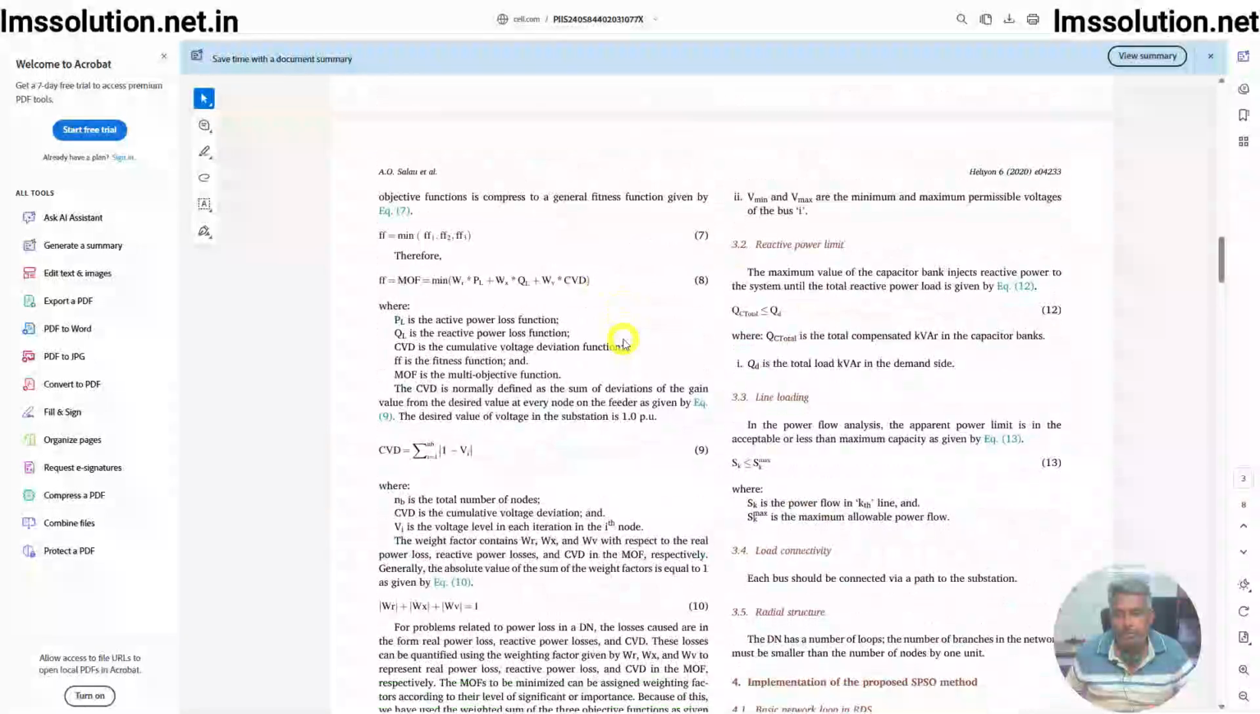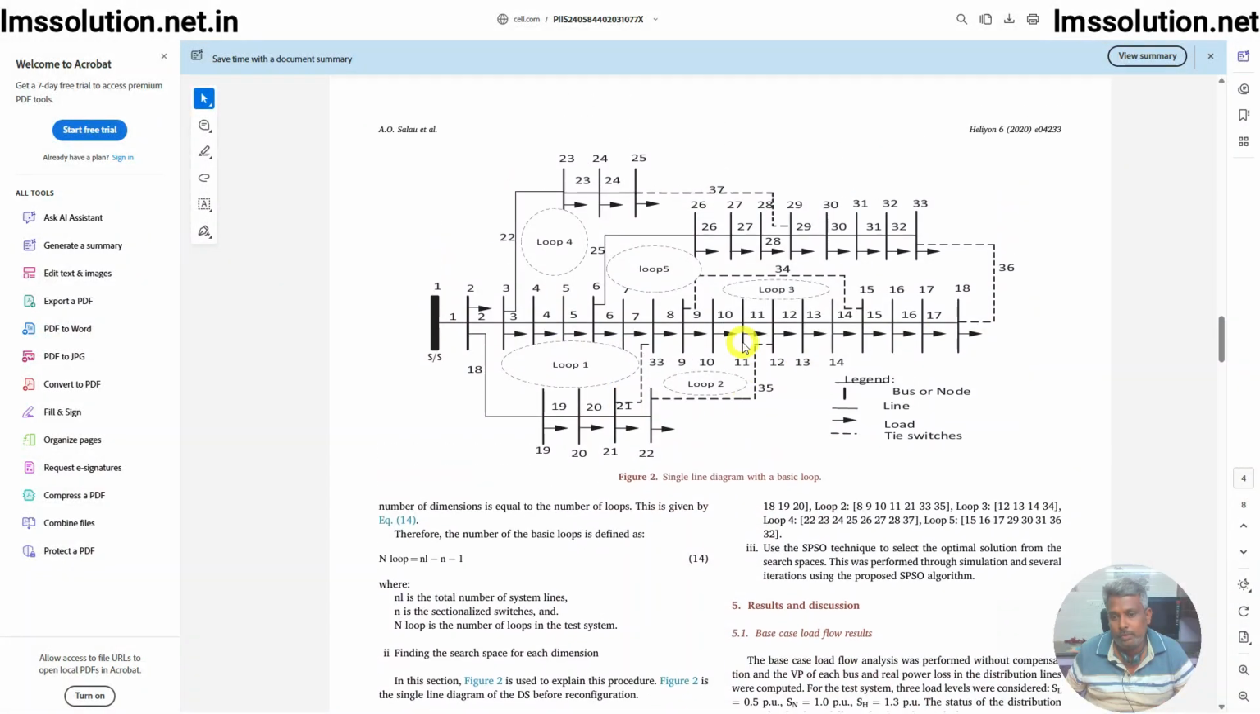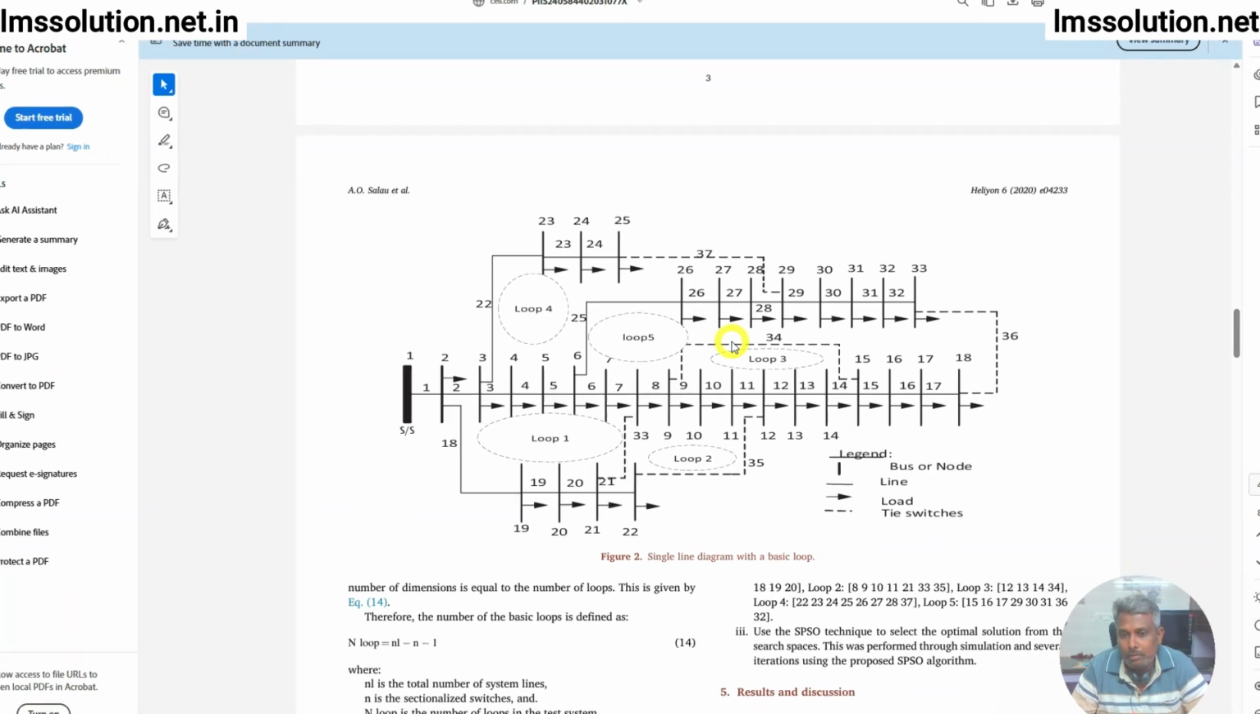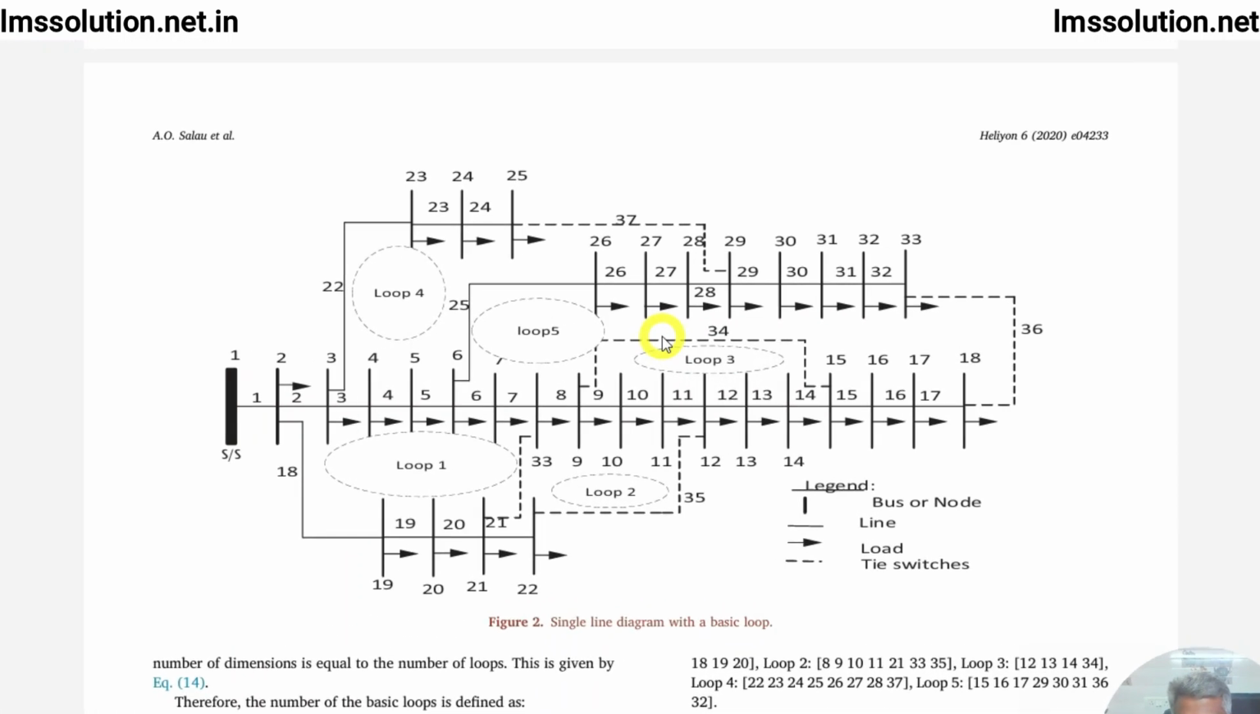In this reference paper they are using a 33 bus system. In the 33 bus system they are going to apply network reconfiguration. By applying network reconfiguration they are going to find out the tie switch configuration. Okay, so which switch is going to be opened before and after the optimization method, to reduce the power losses in the 33 bus system as well as to enhance the voltage profile, was implemented in this paper.